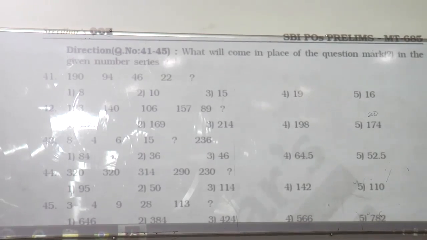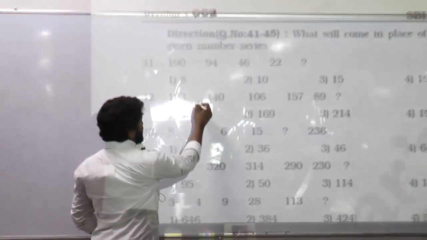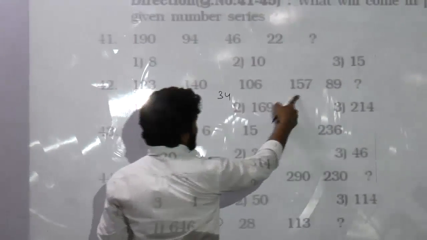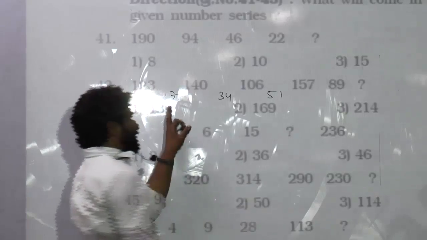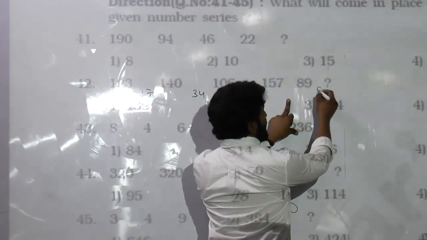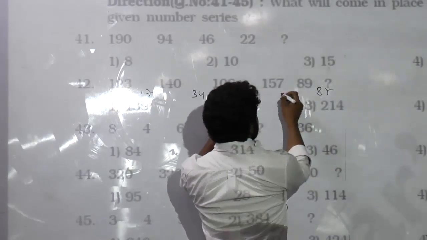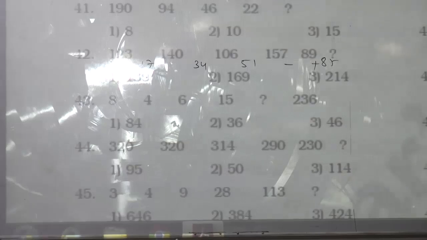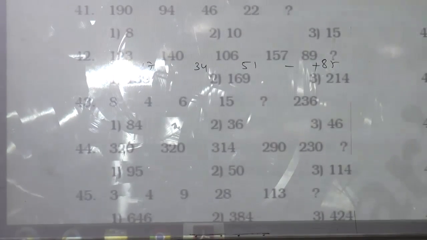Alternate addition and subtraction, I think. Need to add 17 here. Subtract 34. And it is 51, 17 1, 17 2, 17 3, 17 4, 17 5, 85. This is plus, this is minus, and this is again plus. Plus minus alternate. 89 plus 85, 160 plus 14, 174. Fifth one.